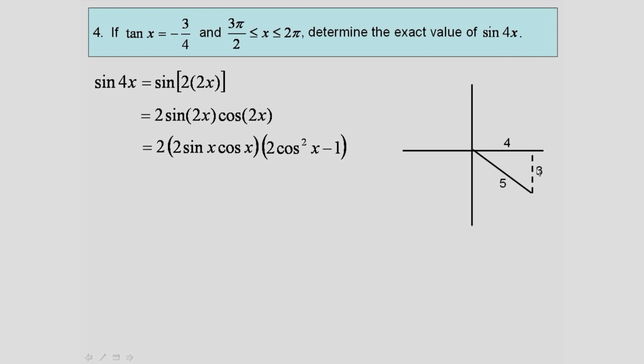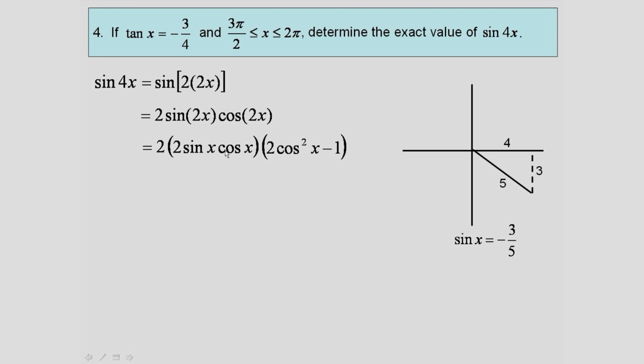Our opposite is 3. Our hypotenuse is 5. So you might say, well, sine of x is 3 over 5. True, but watch out. We are in the cosine quadrant here, so we have to remember that sine would be negative. And once again, that's because the opposite is negative. So we can write sine x as negative 3/5.